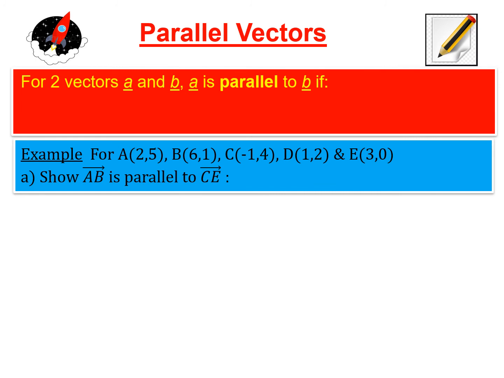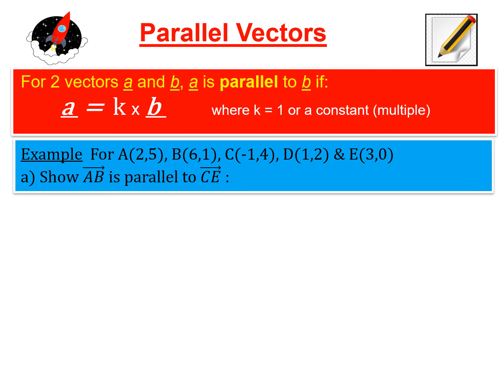The last part of today's lesson is looking at parallel vectors. So for two vectors A and B, A is parallel to B if A is equal to something times B. Now we use k to represent that value, and k can equal 1, or it can be any other number, and we just call that a constant. Now this could be a whole number, or it could be a fraction. So let's have a look at some examples.